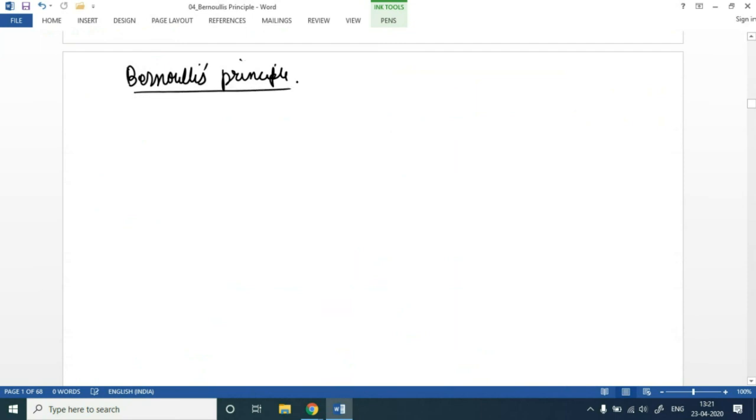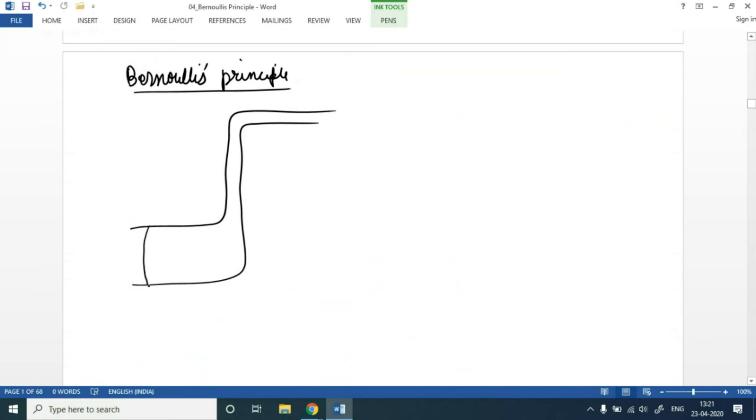Bernoulli's principle is nothing but a form of work energy theorem applied over a segment of liquid flowing in a pipe. So let's take a piping system. Let's take one cross-sectional area A1 over here, and another cross-sectional area A2 over here. Let's say the flow velocity at the cross section A1 is V1, and the flow velocity at the cross section A2 is V2, and this is streamline flow.